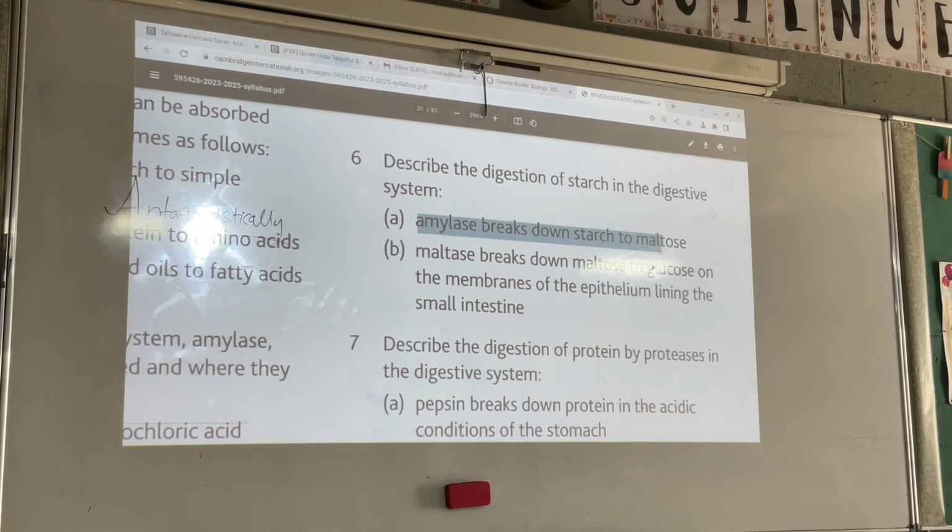So amylase breaks down starch. Starch is a type of which type? Polysaccharide. Maltose is a disaccharide. And then the enzyme that breaks down maltose is called maltase. It breaks down maltose into glucose. Where is maltase located? Membrane of epithelium lining in the small intestine. This is also very important, the location of it. I think in the recent past papers they asked this question about where it is located. So it's in the epithelium lining of the small intestine.